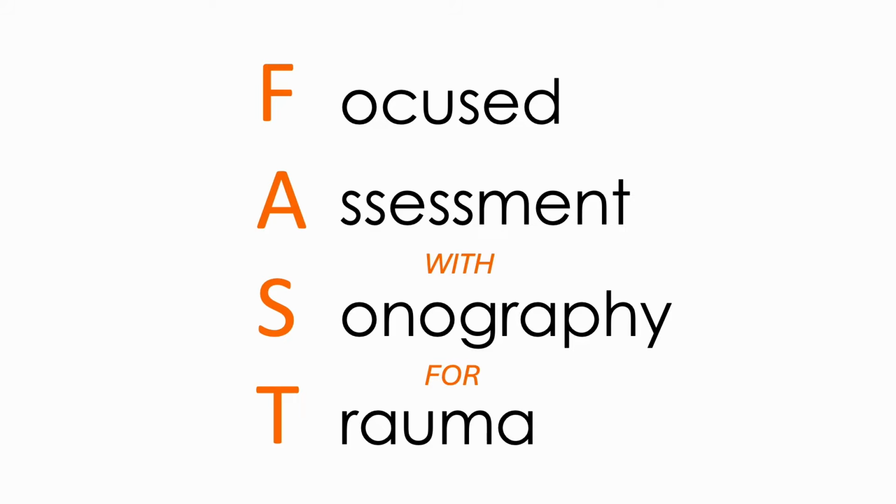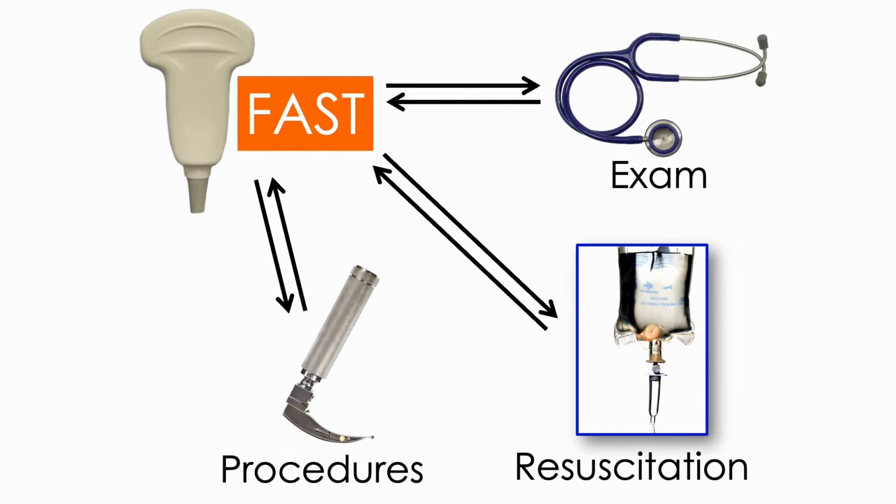This is a rapid bedside ultrasound used during trauma resuscitation to look for free fluid, usually blood, in the abdomen or chest. In pediatrics, we use it to help triage and guide our next steps, but it's important to remember that FAST is not perfect in children. The exam can be performed simultaneously with nearly all aspects of trauma management, including physical examination, resuscitation, and procedures.